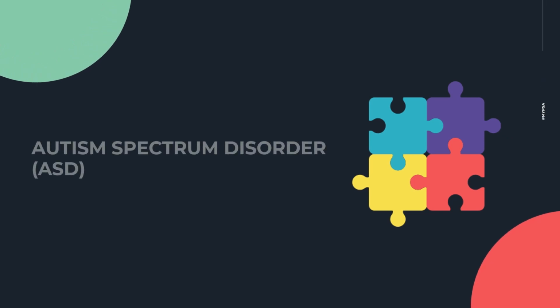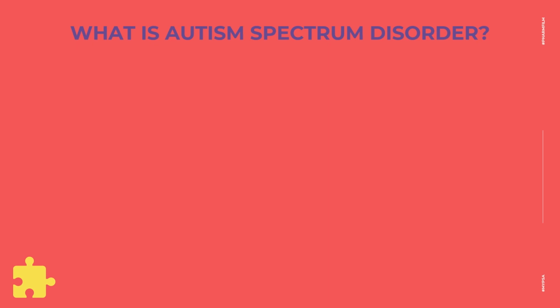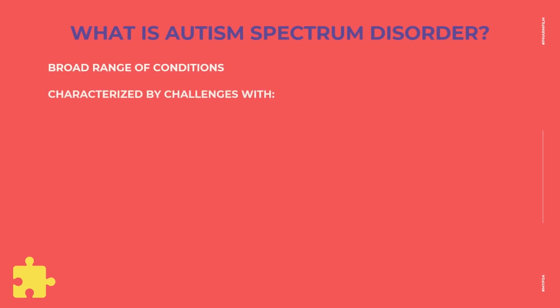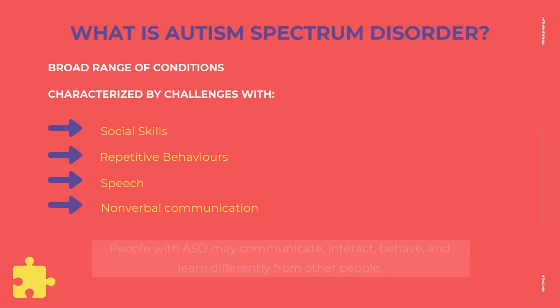Hey there, do you know that 1 in 160 children have autism spectrum disorder, also known as ASD? Autism spectrum disorder consists of a broad range of conditions. ASD is characterized by challenges with social skills, repetitive behaviors, speech and nonverbal communication. Due to all these challenges they are facing, people with ASD may communicate, interact, behave, and learn differently from other people.